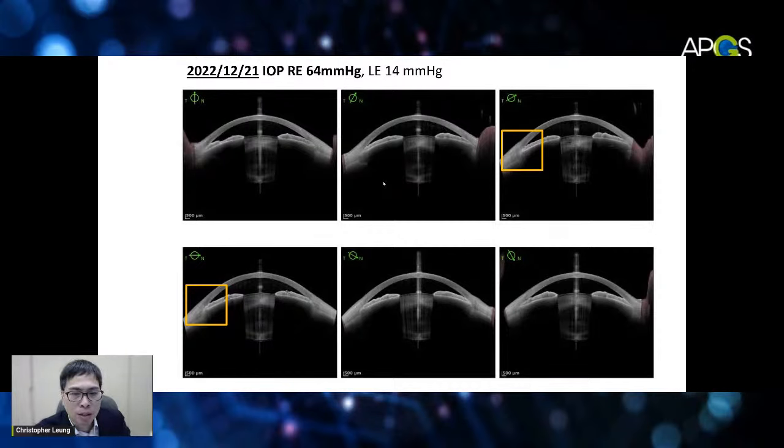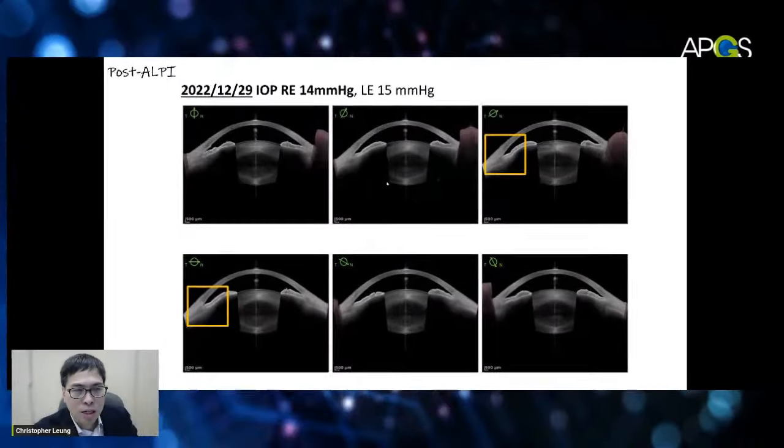So what I did was ALPI, argon laser peripheral iridoplasty, and the pressure actually came down to 25 1 hour after ALPI. It's a very easy procedure. I enjoy doing ALPI more than LPI just because the allergy is much lower and I don't induce additional inflammation. This is what we see after a week.